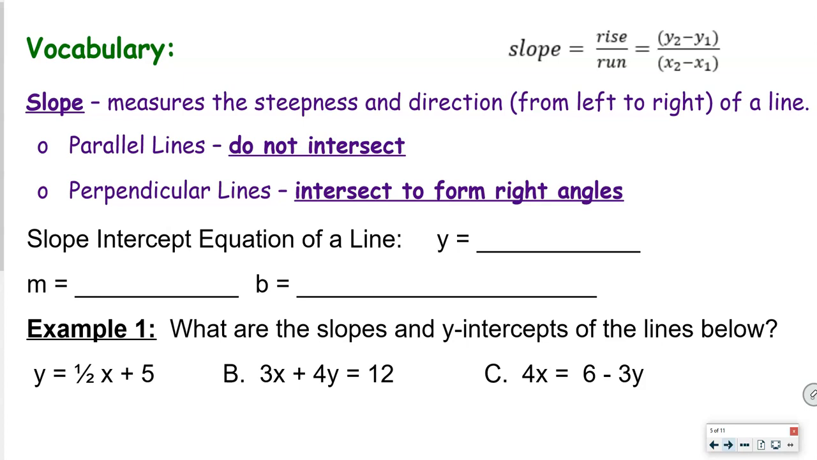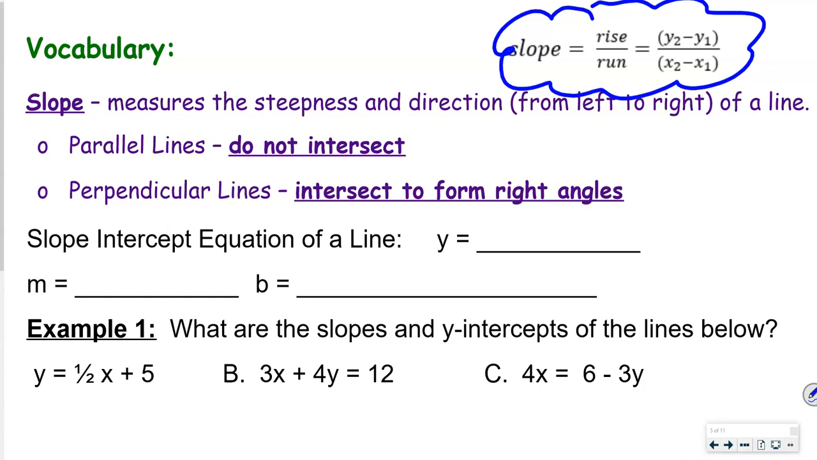So the very first piece of vocabulary here is slope, and slope measures the steepness and direction from right to left of a line. If you recall, this is our equation for slope, right? So slope is the change in y over the change in x, thus rise, which is vertical change, over run, which is horizontal change. So let's talk about parallel lines and perpendicular lines.